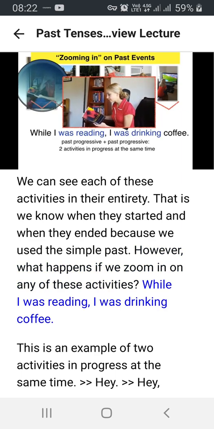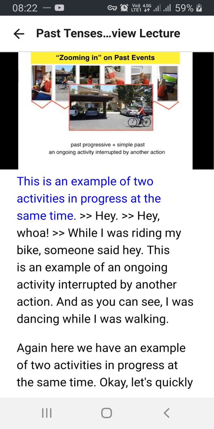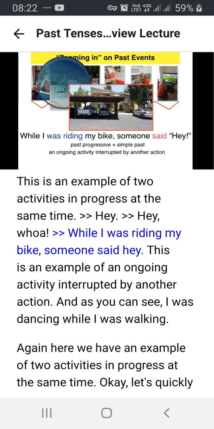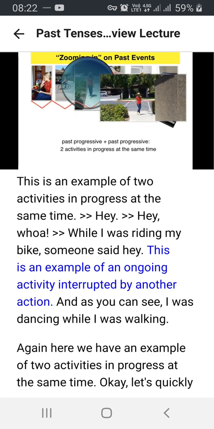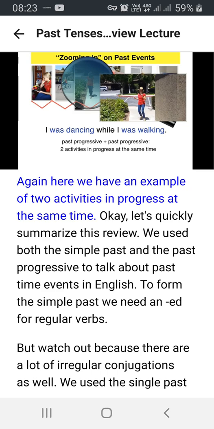While I was reading, I was drinking coffee. This is an example of two activities in progress at the same time. Hey. Hey, whoa! While I was riding my bike, someone said, "Hey!" This is an example of an ongoing activity interrupted by another action. And as you can see, I was dancing while I was walking. Again, here we have an example of two activities in progress at the same time.